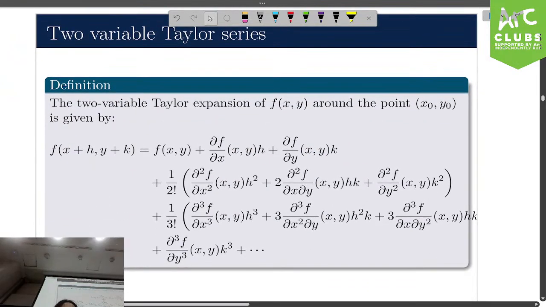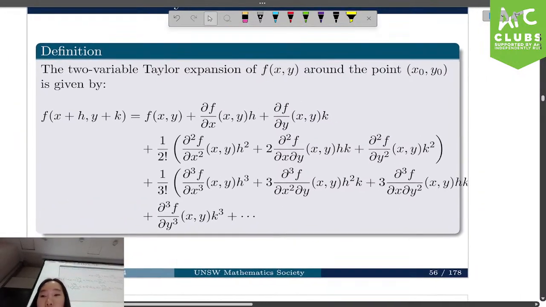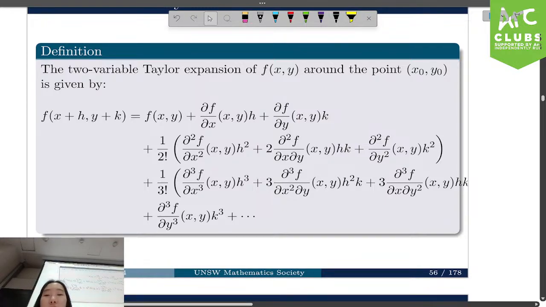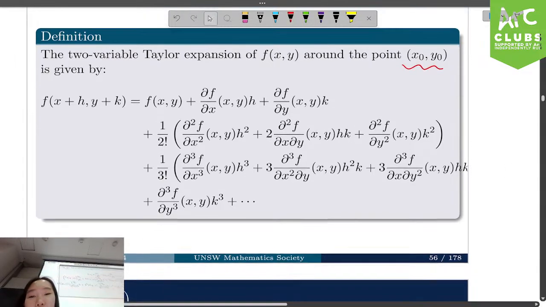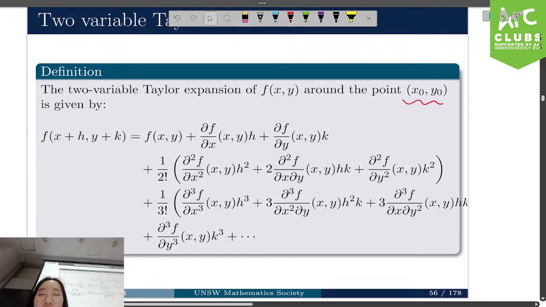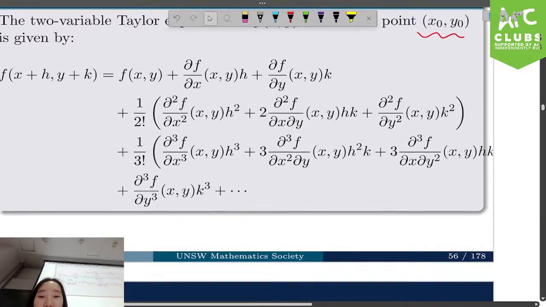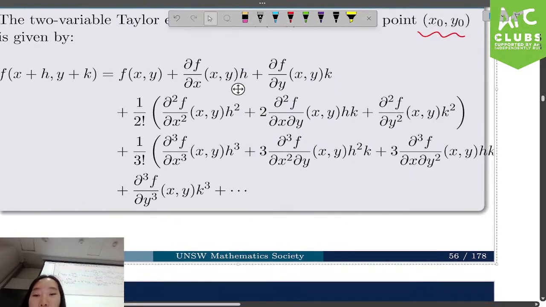All right, then we'll go through two-variable Taylor series. So the two-variable Taylor series expansion of f(x,y) around the point (x0, y0) is given by the following. Okay, so this is our Taylor expansion, and I do want you guys to know the coefficients.